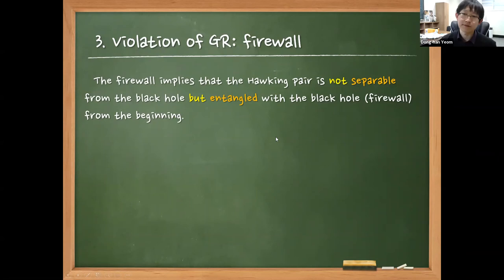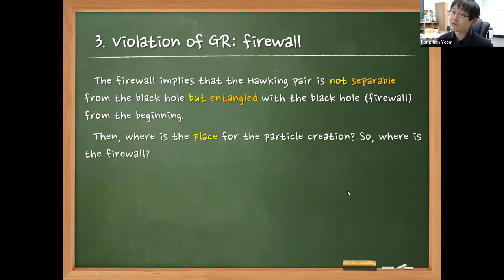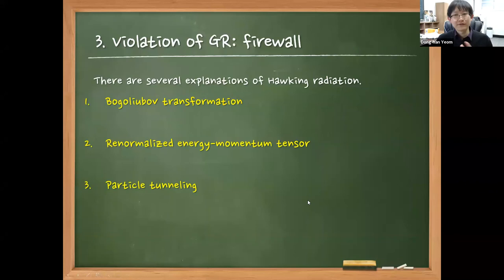However, you may ask: where is the place for the particle creation? The place of the firewall must be the place of the Hawking radiation. Then where is the place of the Hawking radiation or particle creation? So where is the firewall? This is the question, in order to understand the physics of black hole evaporation. And it's related to Hawking's computation.